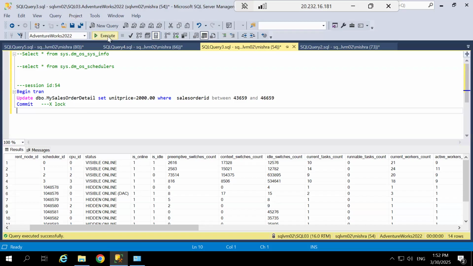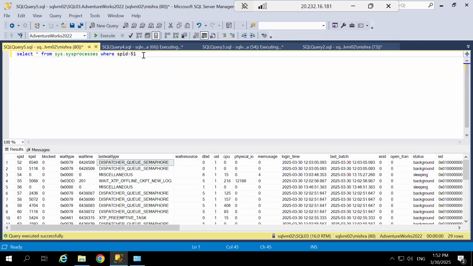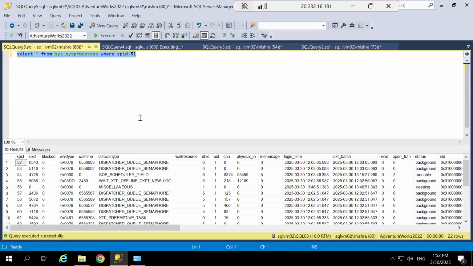Okay, let's execute it. Then let's execute it also, and come back to this. Check for the thread status now. So we should have 54 and 66. But it should have been captured, 54. 54 was in runnable state.